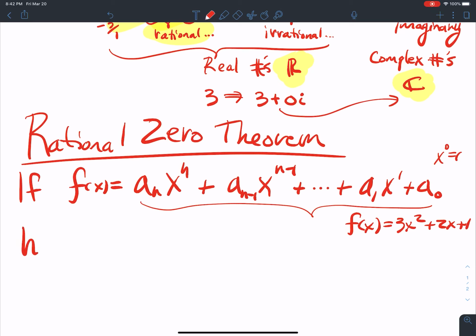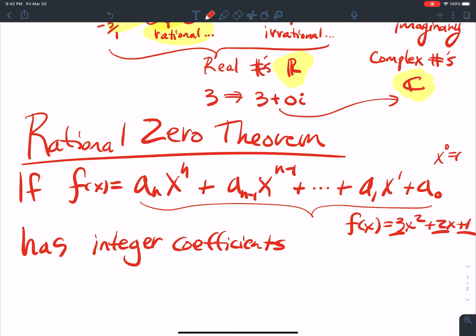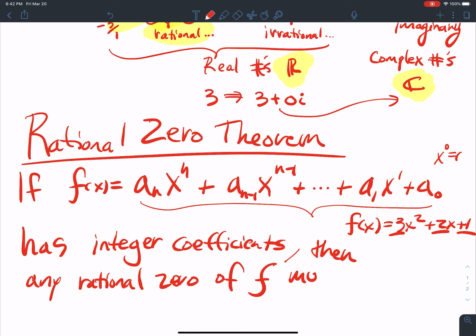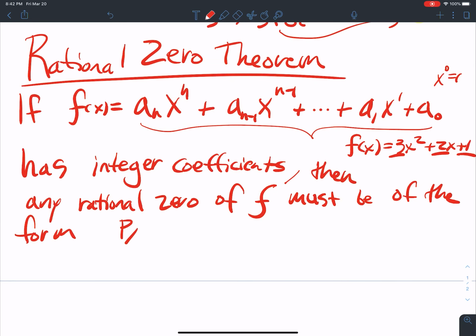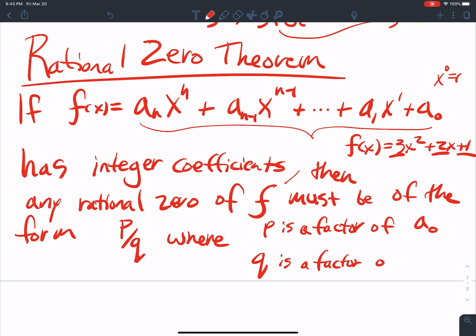All right. So if this has integer coefficients, like the example I gave here, then any rational zero of f must be of the form p divided by q, where p is a factor of a_0 and q is a factor of a_n, the leading coefficient.